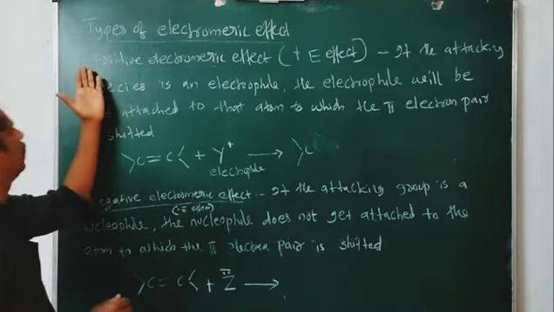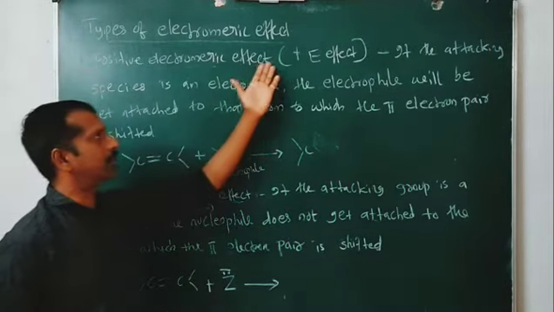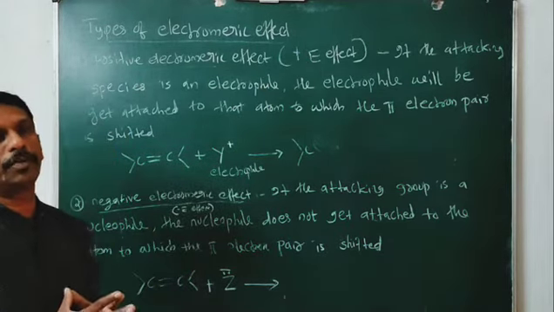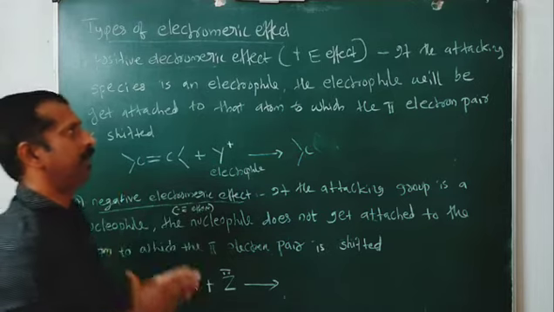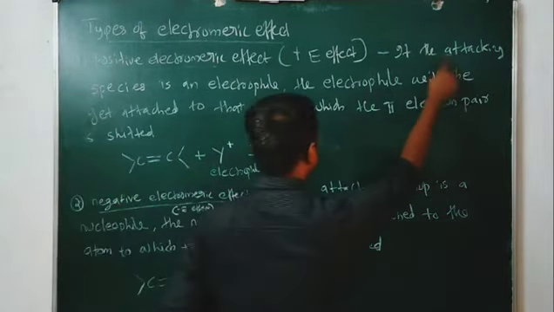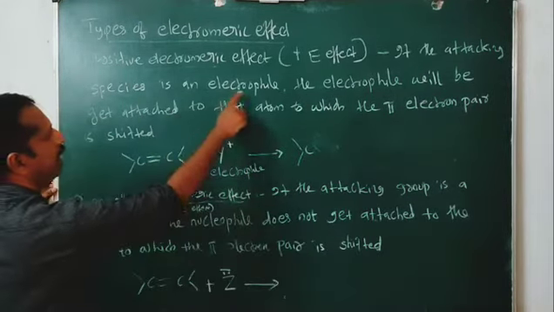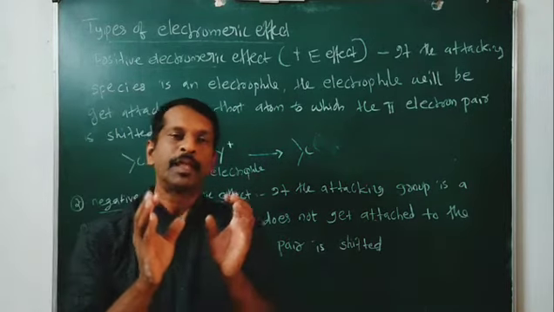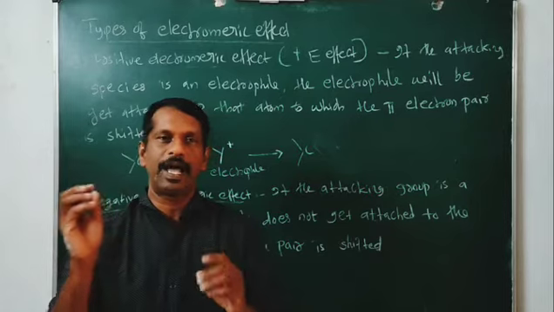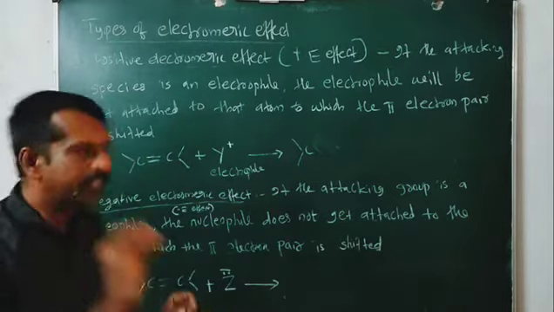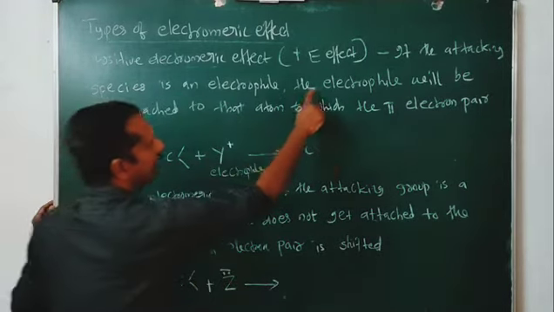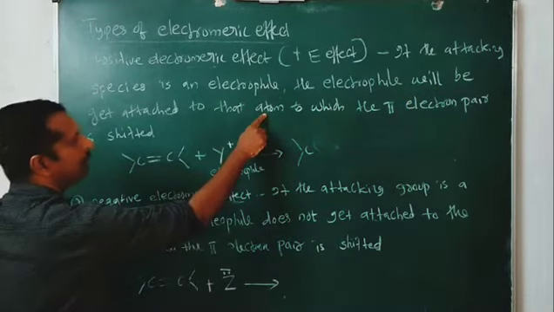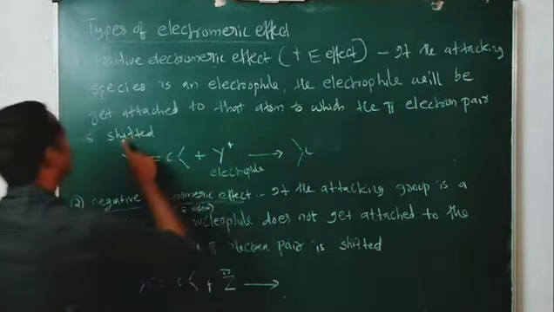Types of electromeric effect. Look here. First one is positive electromeric effect, or plus E effect. What is positive electromeric effect or plus E effect? If the attacking species is an electrophile. What do you mean by an electrophile? Electrophile means positively charged species. If the attacking reagent is a positively charged species, the electrophile will get attached to that atom to which the pi electron pair is shifted.